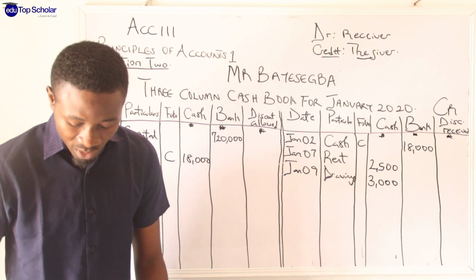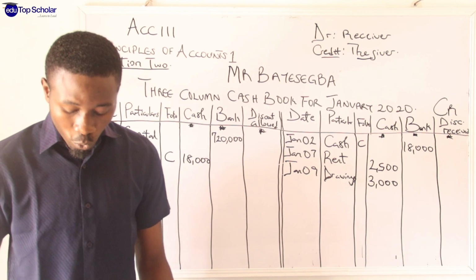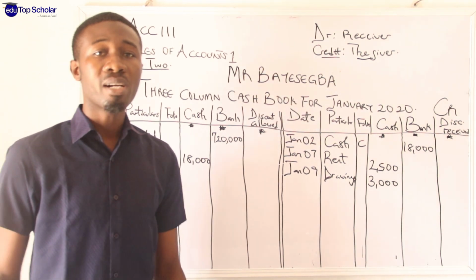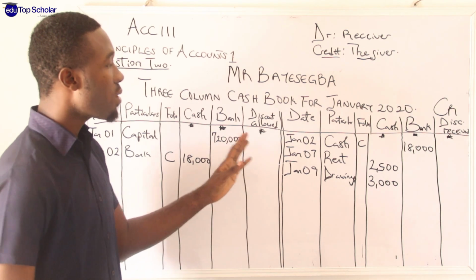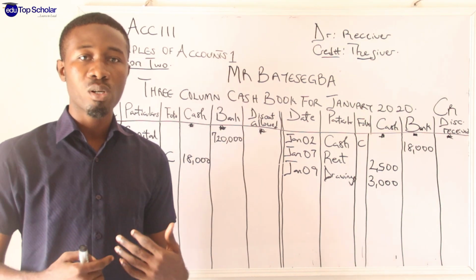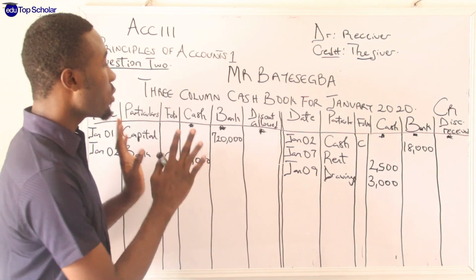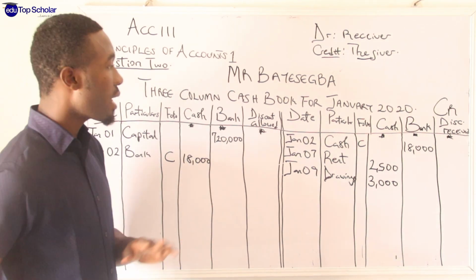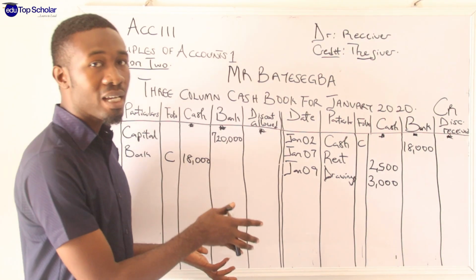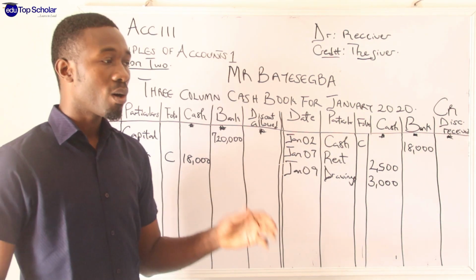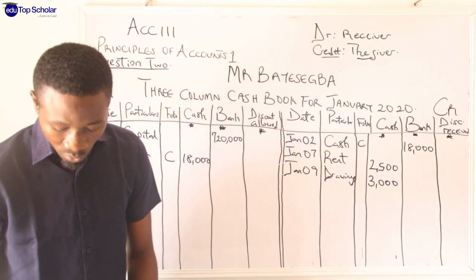So the next one says on January 12, goods returned by Dauda, which is 17,000 naira. Because there is a book that is meant to record returns inward or returns outward, this kind of transaction will not be reflected in the cash book, and it will be taken to the returns inward journal or the sales return journal. So we can move to the next.